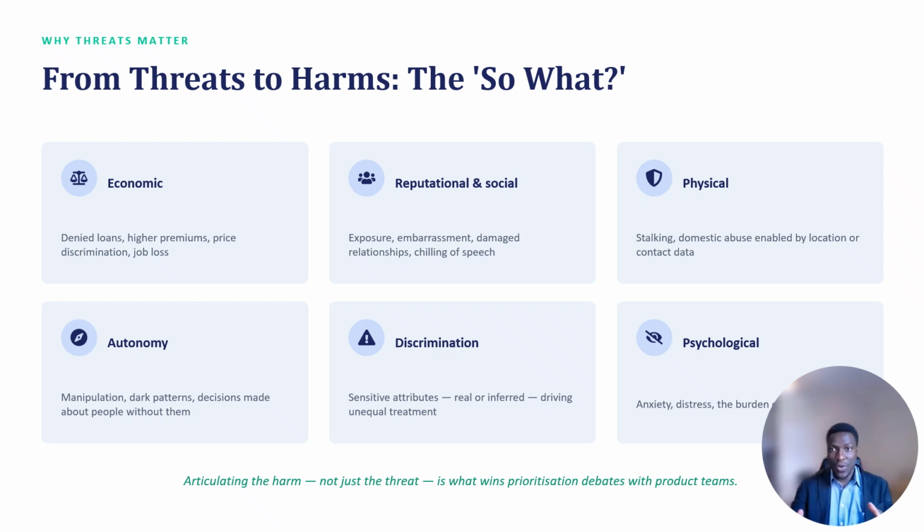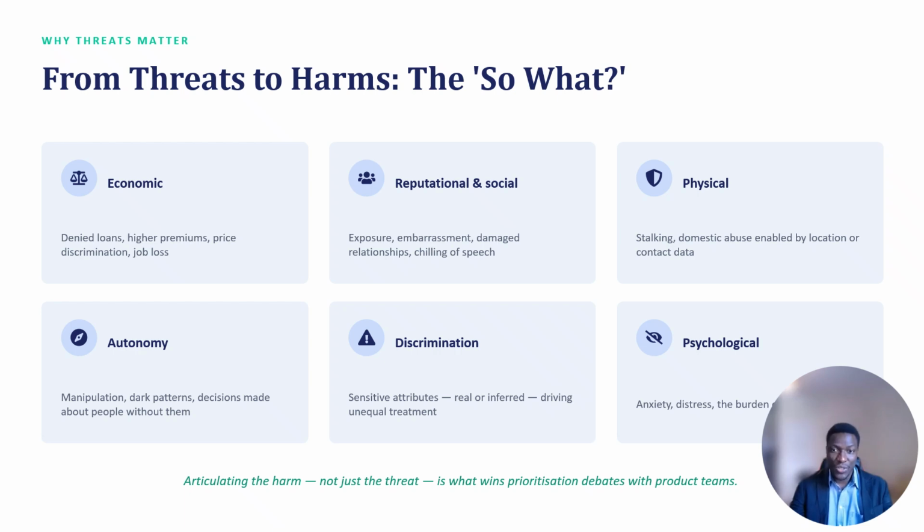Now, privacy scholarship gives us a working taxonomy, which we can see on our screen here. I'm going to go through each of them individually. First of all is economic harm. If you identify a threat, you need to also identify the harms. A typical example of economic harm is denied loans, for example, someone applying for a loan and being denied based on the personal data you have about them. Higher premiums, price discrimination, and so on.